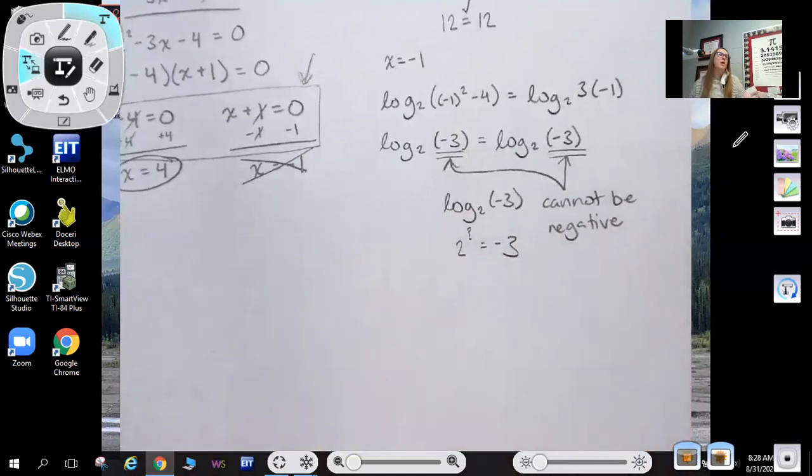Even if just one or the other were negative, you would still have to stop and say that's not a solution. It just worked out this time to where both of them were negative. But even if just one or the other is negative, you can't keep going after that.